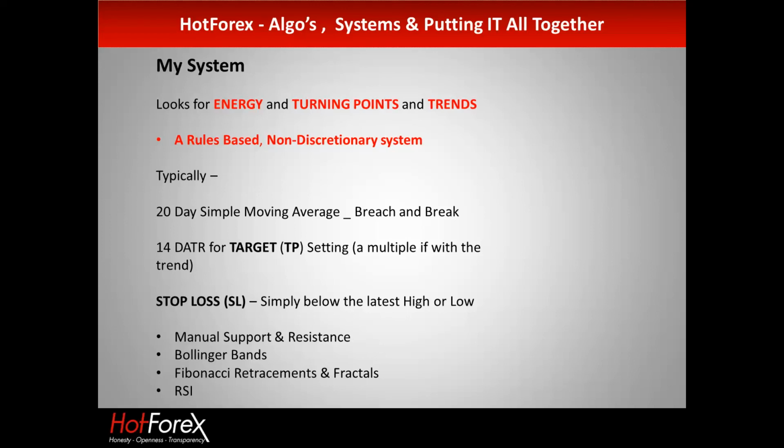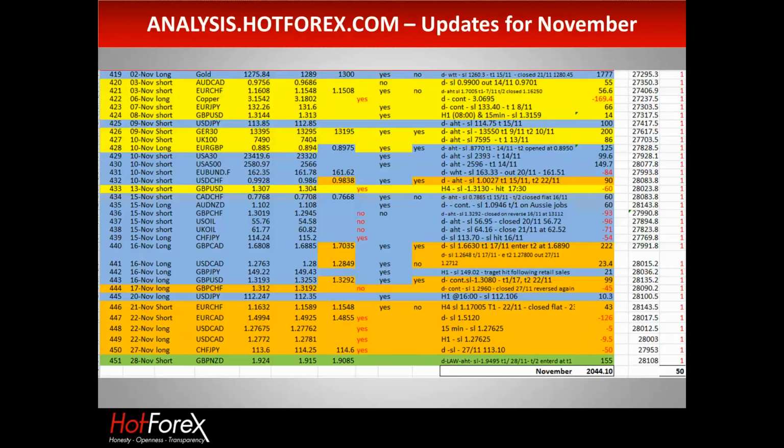It works for my personality, works for the way I trade, but we're all different. It may not work for you. Typically, for November, November hasn't been great, but these are the trades we put up either on the analysis page or on the Facebook page. So we're up 2,000 pips. Don't get too excited about the 2,000 pips. A lot of that was from this one gold trade here. So it hasn't been a great month, to be honest.